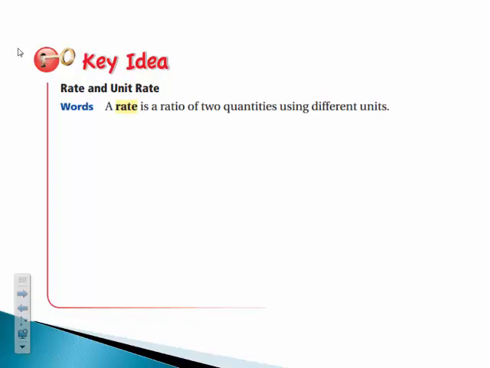So a rate is a ratio of two quantities using different units. A ratio, what you used before, was comparing similar units. You were always talking about coins or utensils or something of the same exact item. But now it's two completely different units.